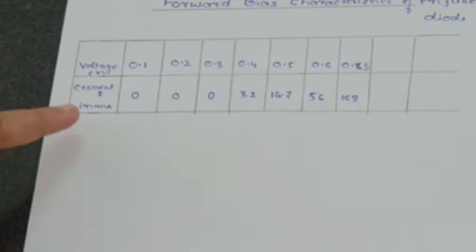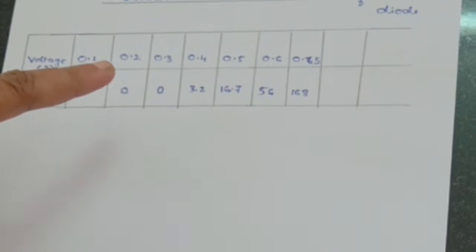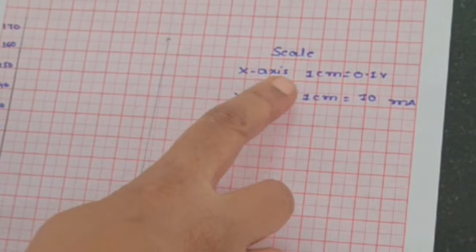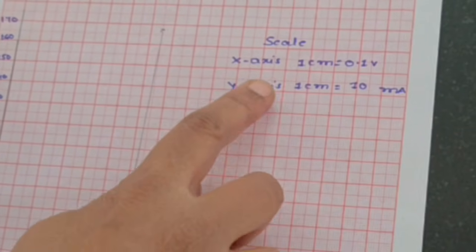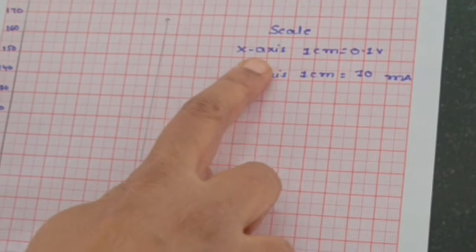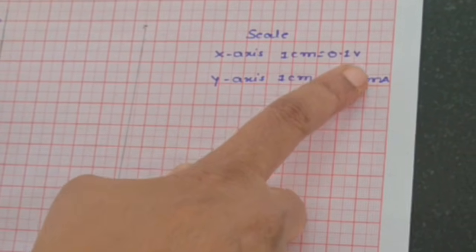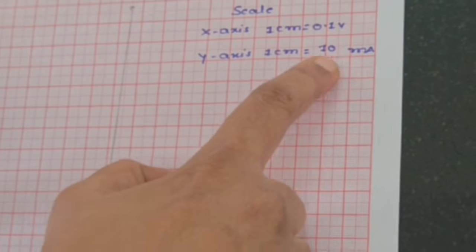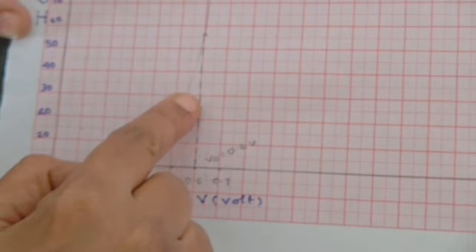Students, you can make out these are the corresponding currents for the variation of voltage in 0.1 steps. Now I am plotting a graph. I have plotted it already. This is the way. You need to select an appropriate scale. Here in this particular case I have selected the x-axis 1 centimeter as 0.1 volt and the y-axis 1 centimeter as 10 milliampere. Then we need to plot the corresponding points here.